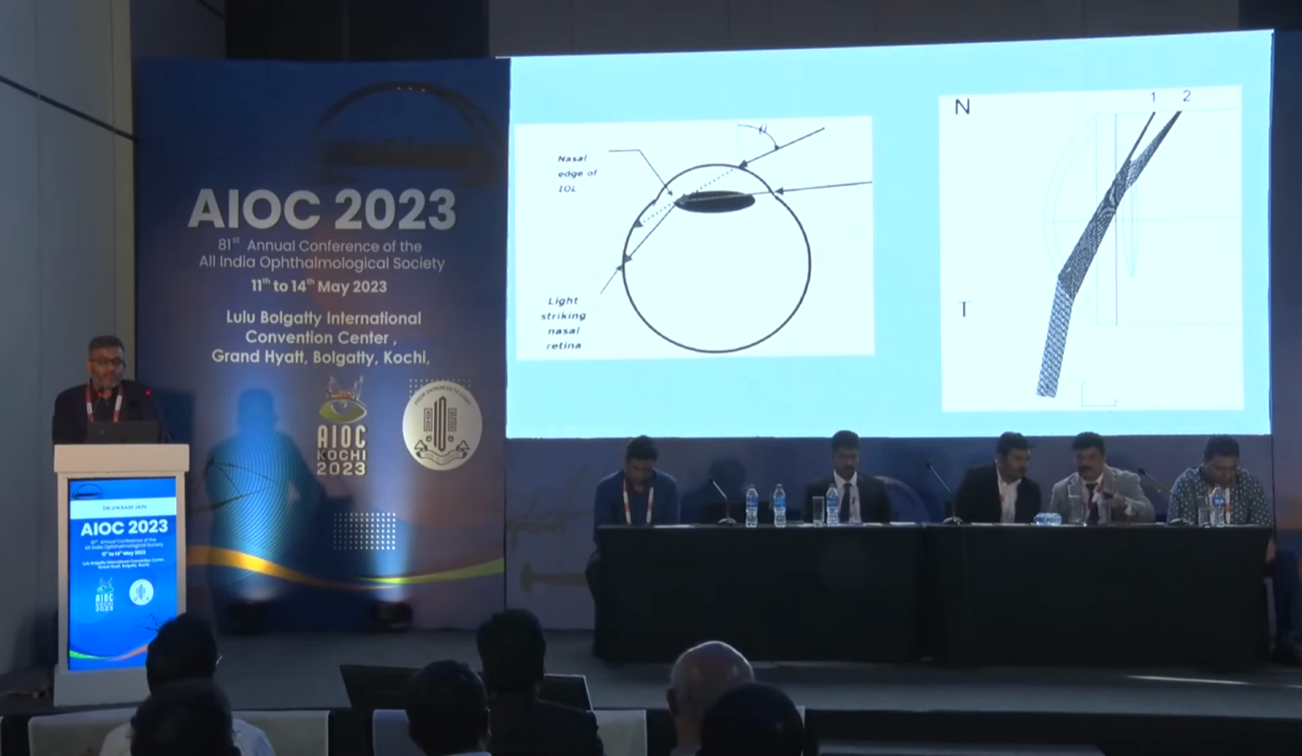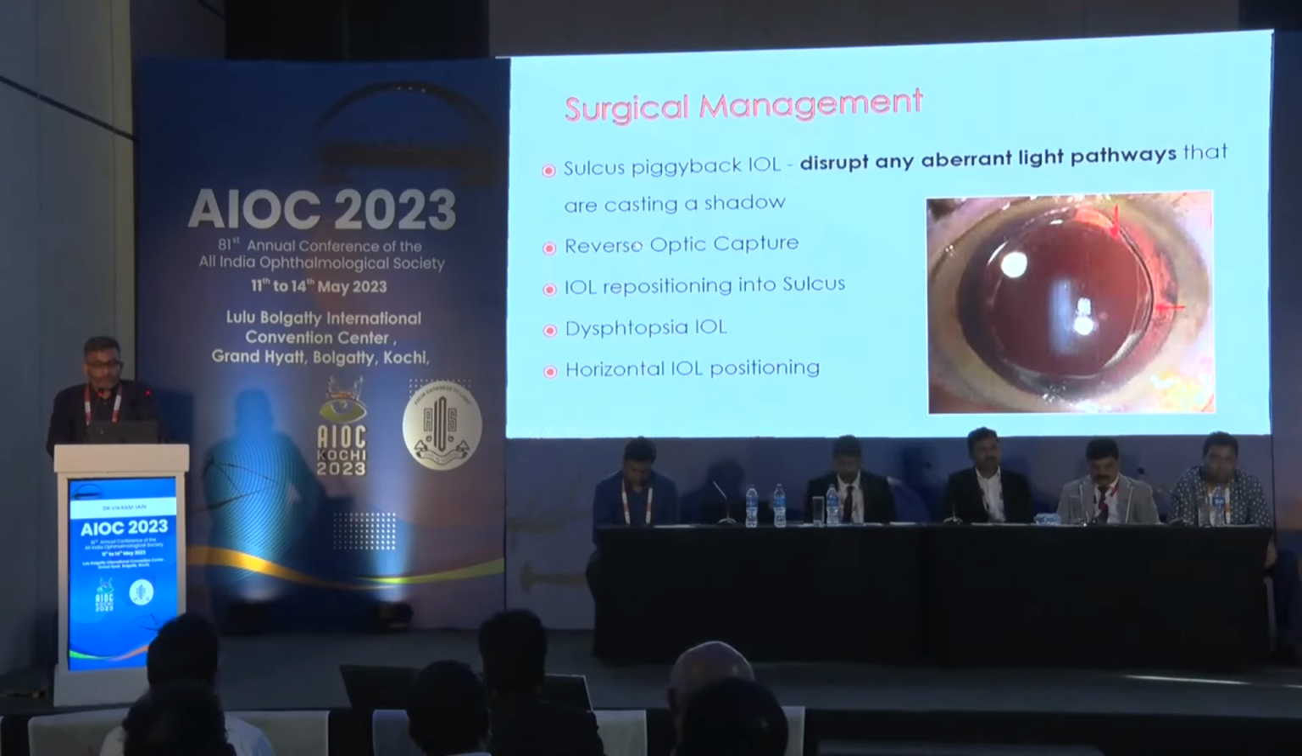So here you have unrefracted light directly going in. The ones which are hitting the periphery of the IOL are getting refracted and going there. In between this area would be the dark shadow.